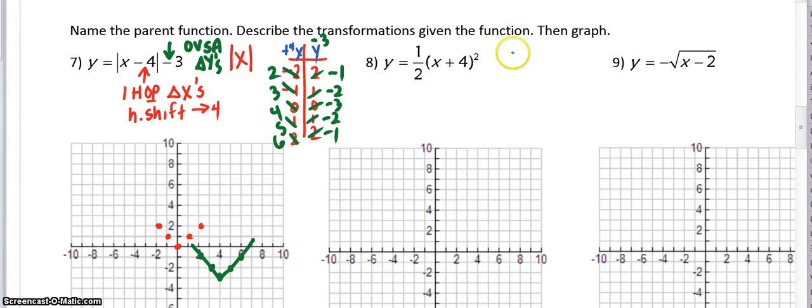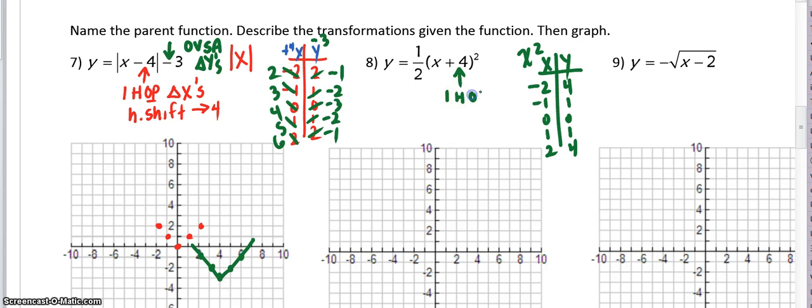Okay, this next guy, the parent function is x squared. So if you remember what we're doing, it's -2, -1, 0, 1, 2. And if we plug them into x squared, we get 4, 1, 0, 1, 4. So those are the points on my parent function. This is on the inside. It's horizontal and does the opposite of what we think. So it's a horizontal shift, and you're going to go left 4. That would be the same as subtracting 4 from all of my x points. So if I do that, I'm at -6, -5, -4, -3, -2.